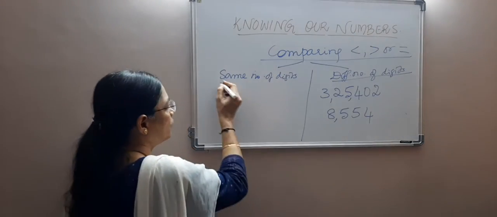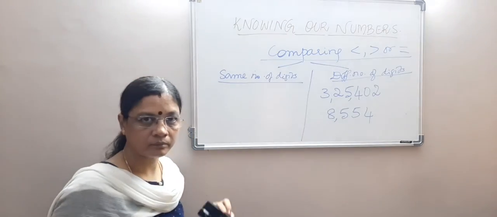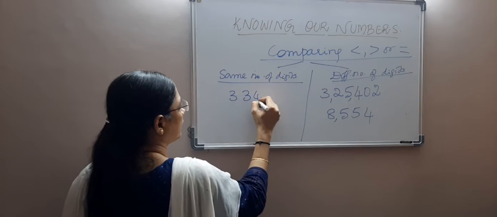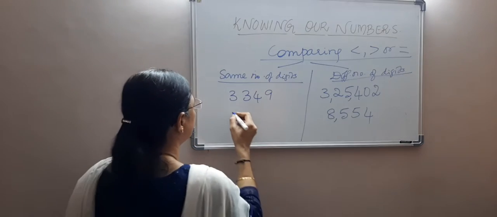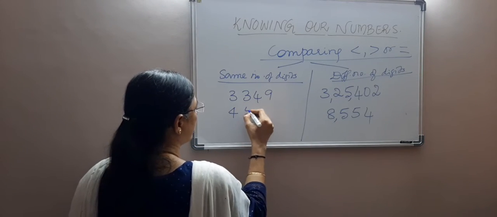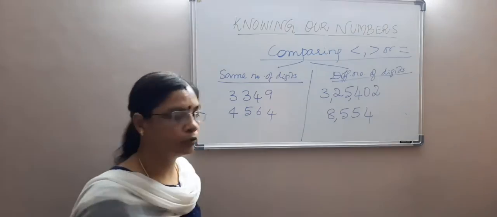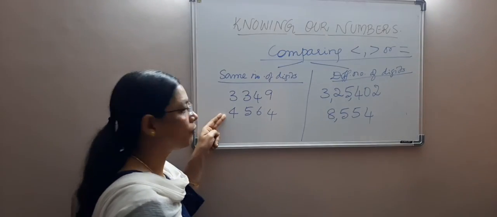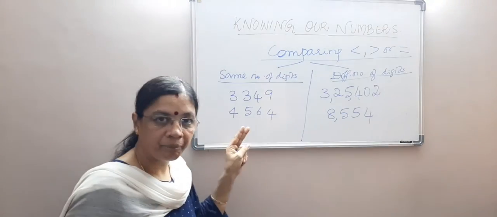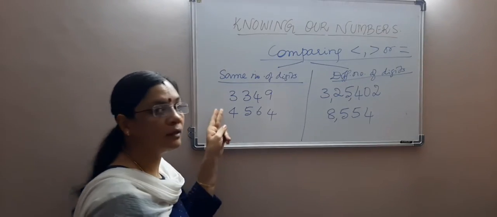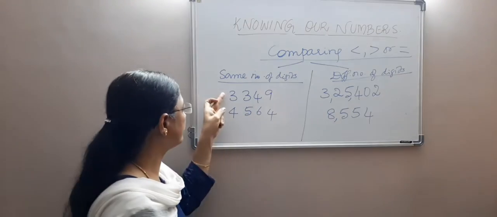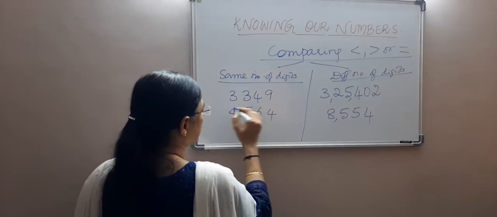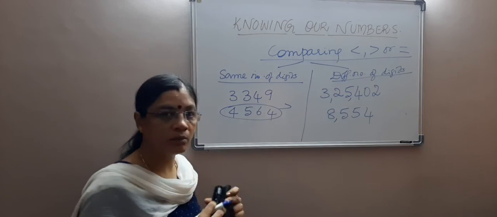That is for different numbers of digits. But when the same number of digits are to be compared, see, 3,349 is a number and the other number is 4,564. Now this will be quite easy for you because you see the largest place value. You see 3 and 4 here, you compare these two. So always when you compare, see the larger place value. If these two are different, then it will be easy for you to say which is the greater number. So this is greater than this.